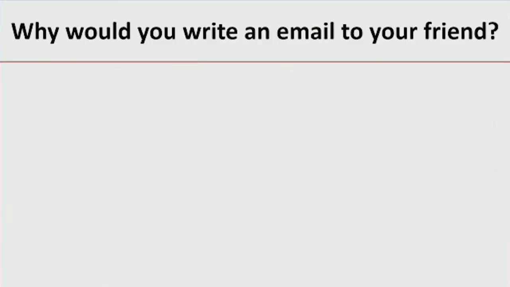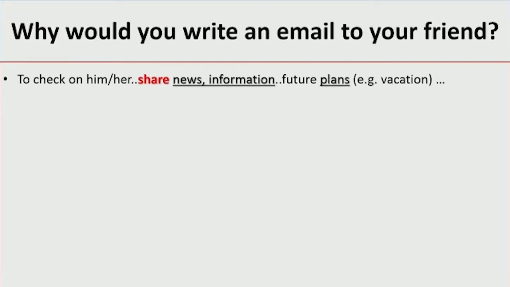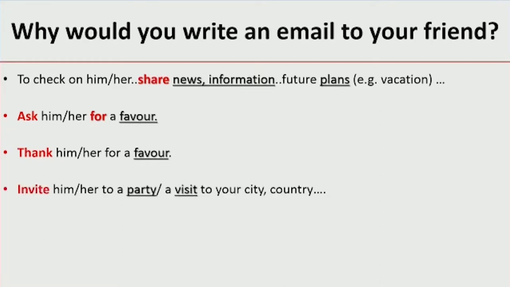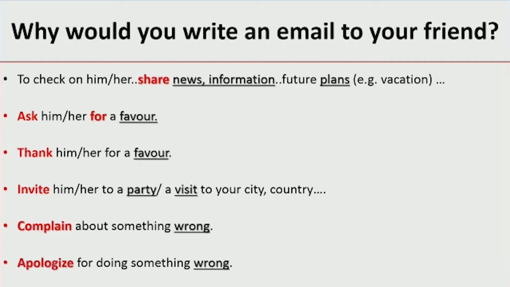Okay, good. And the question I asked you and I ask you again, why would you write an email to your friend? What are the reasons for writing this email? Do you remember? So we have to check on him to say, hi, are you okay? Share news, information, future plans, example vacation. Ask him or her for a favor, please, can you give me something? Thank him or her for a favor, thank you for doing something good to me, okay, nice. Invite him or her to a party, a visit to your city, a country. Complain about something wrong, you don't like something, you're not happy with something and you complain using the email. You apologize for doing something wrong, you say, I'm so sorry my friend, I didn't mean to hurt you, and so on and so forth.